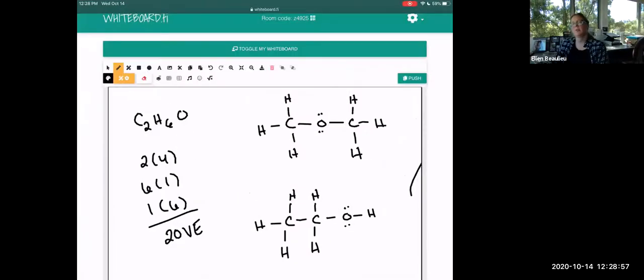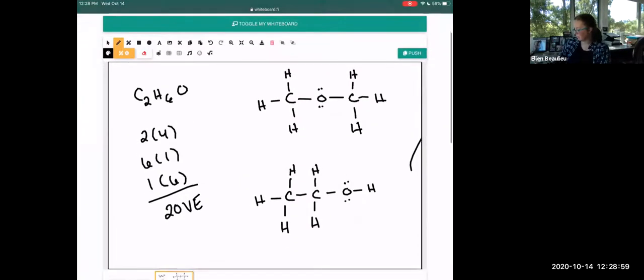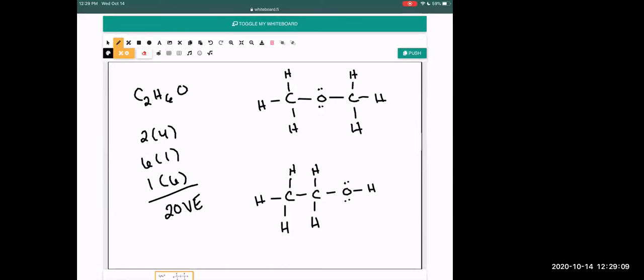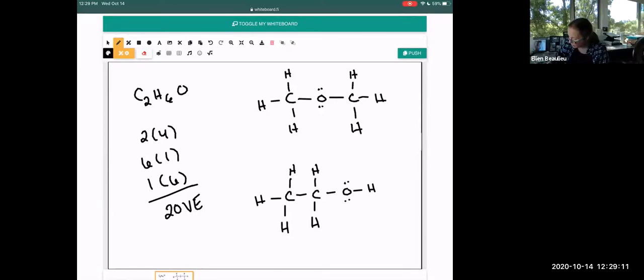What's the relationship between these two structures? Anybody know the vocabulary word? It starts with an I. Isomers? Isomers. These are isomers.